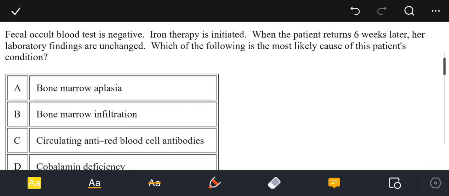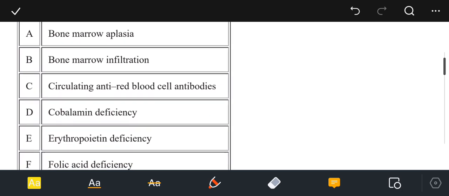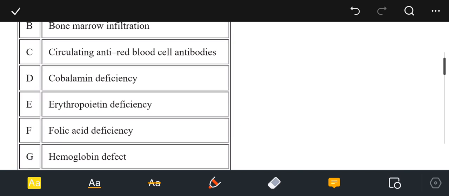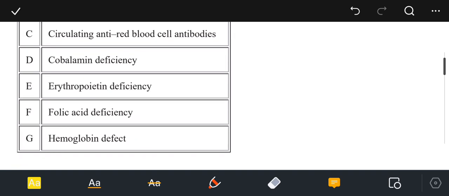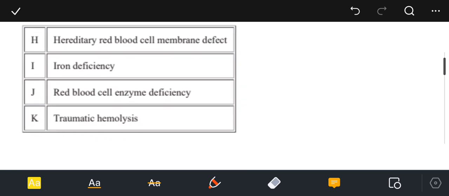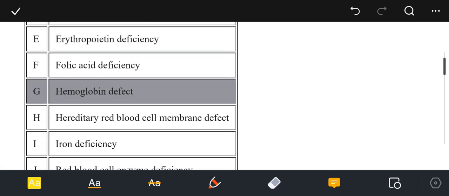Which of the following is the most likely cause of the patient's condition? The answer options are option A, bone marrow aplasia, option B, bone marrow infiltration, circulating anti-red cell antibodies, cobalamin deficiency, erythropoietin deficiency, folic acid deficiency, or hemoglobin defect. There are other options as well: hereditary red cell membrane defect, iron deficiency, red blood cell enzyme deficiency, or traumatic hemolysis. And the answer is option G, that is hemoglobin defect.